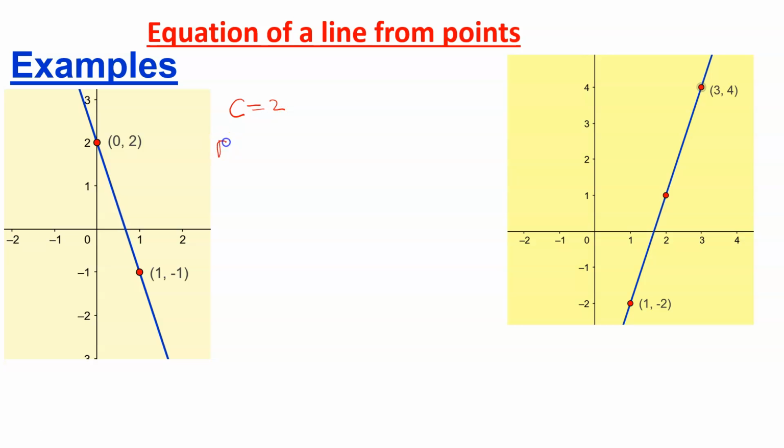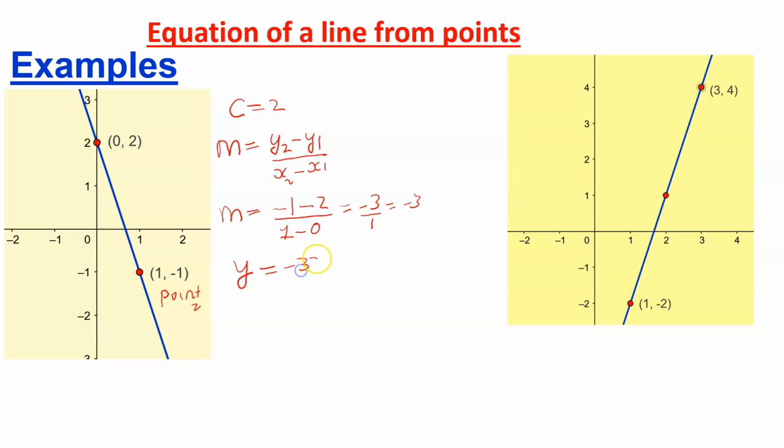Do we know the gradient? The gradient is m, and that's simply the change in y, which is y2 take away y1, divided by the change in x, which is x2 minus x1. You can choose one of the 2 points as point 1 and the other one as point 2. So let's take this one as point 2, and automatically the other one becomes point 1. If that's the case, my y2 now is -1, take away my y1, which is 2, divided by my x2, which is 1, take away my x1, which is 0. That gives me -3 divided by 1, which is simply -3. So I now know m, I know c, put them together.